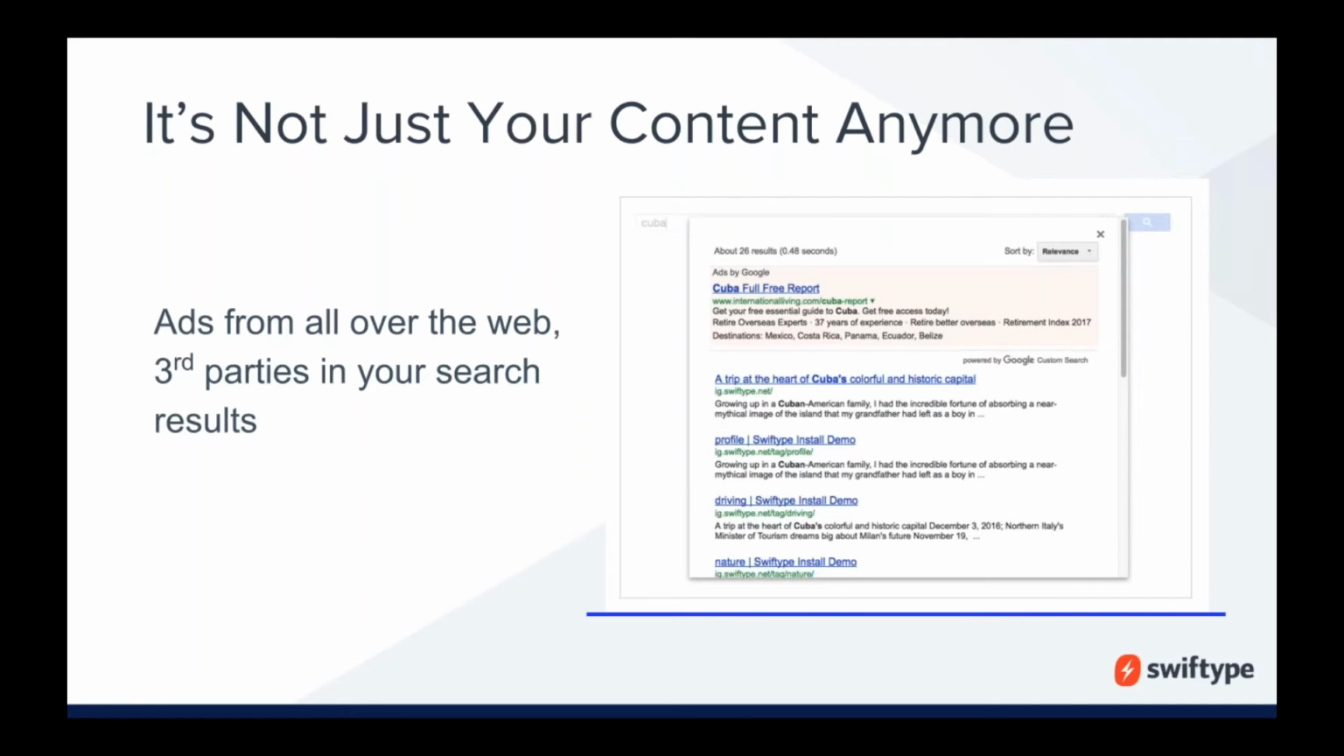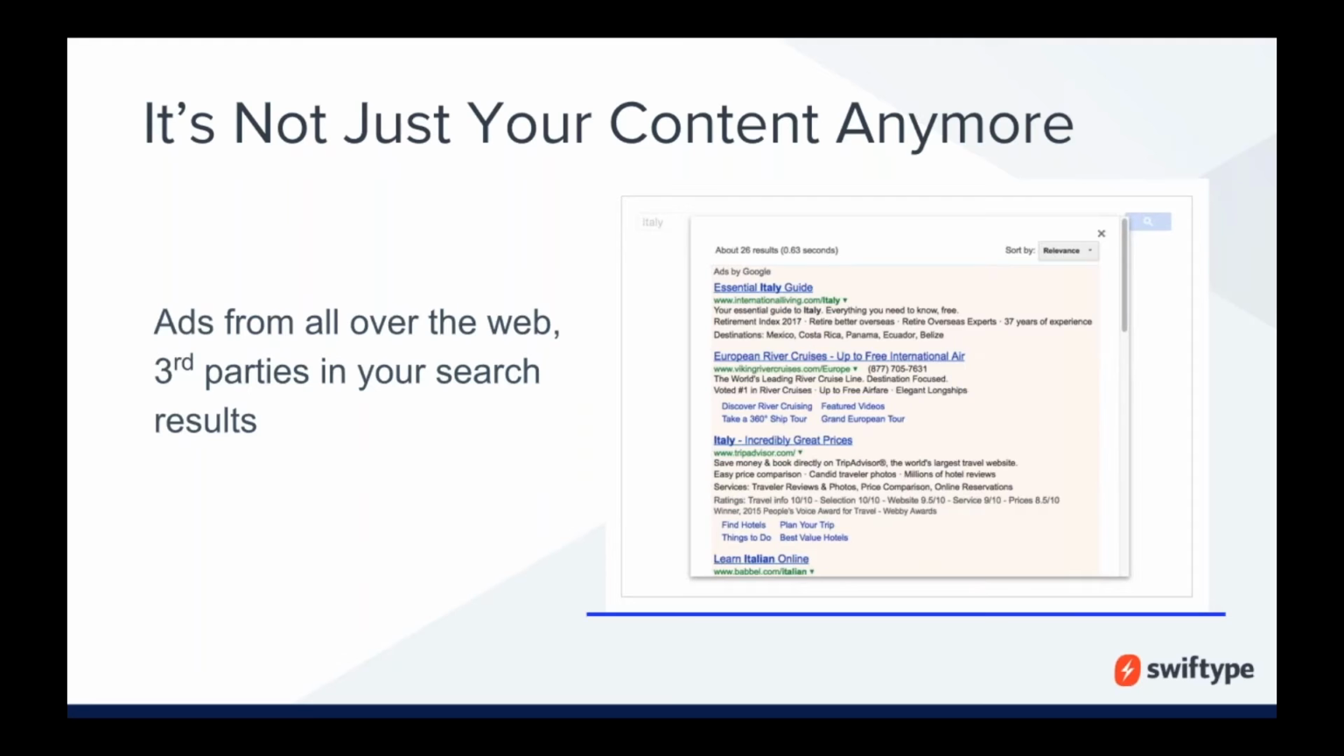So this first image here, I tried searching for Cuba on this travel blog site. And the first thing I see is an ad for Cuba. Below that, I see results from the website. And maybe I could live with that. But then I went to search for Italy on this blog. And now I don't even see search results from my site. All I was able to see were ads from Italy or for Italy all over the internet.